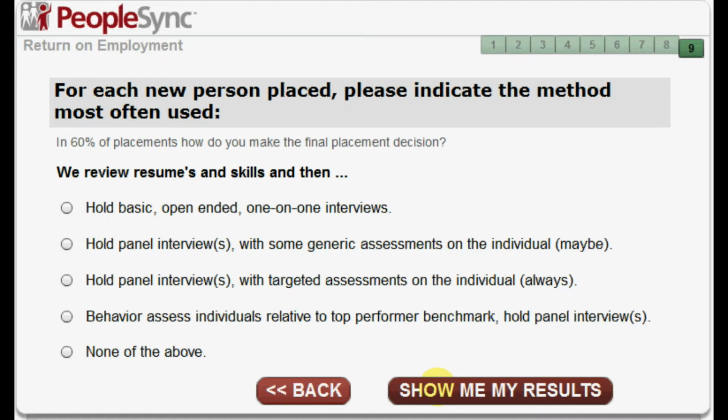The hospital group is very strict about the way they review people, as they hold panel interviews and use targeted assessments on specific individuals as part of their standard operating practice. It always happens.